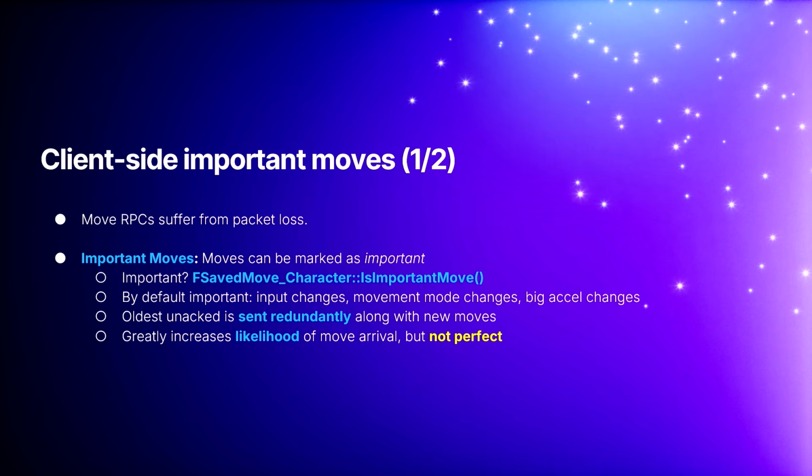But it's still not perfect, because packet loss can still cause everything not to arrive. And if you have multiple important moves in your move buffer, then only the oldest one gets resent, so they can overshadow each other.